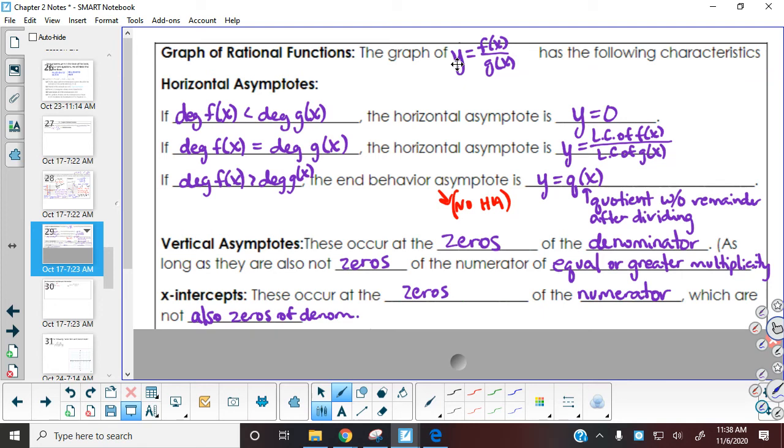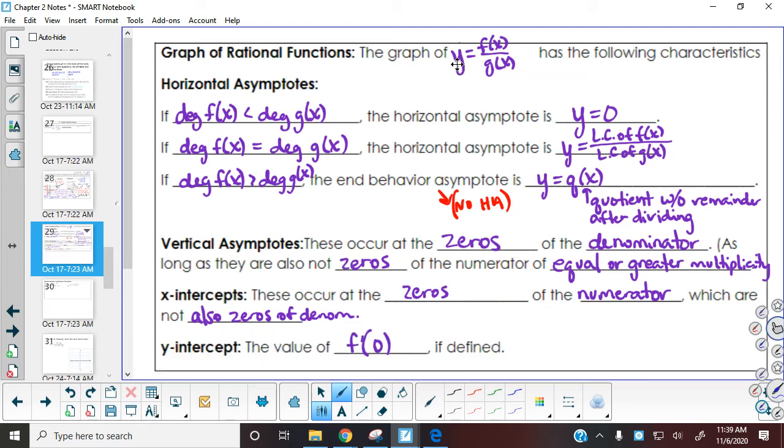X-intercepts, those occur when your zeros are in your numerator. So you look at your numerator, find the zeros there. And then the last one, your y-intercepts, all you're doing for that is plugging in 0 for x and evaluating your function. So the value of f of 0 if it's defined.